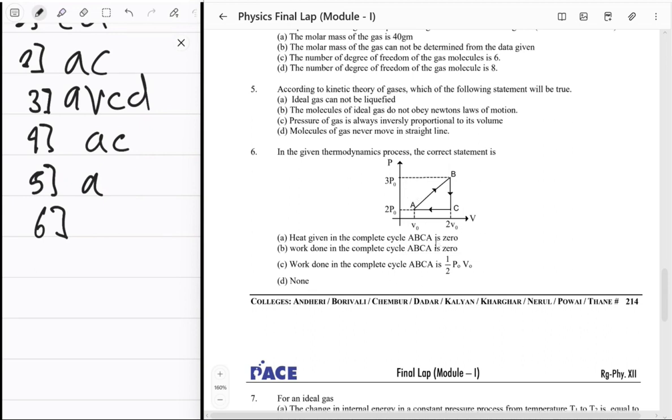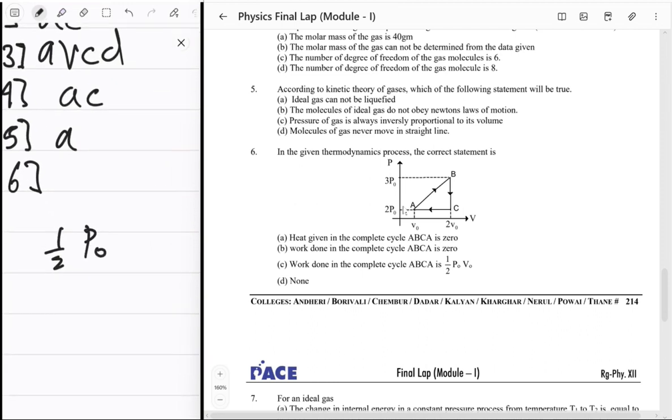Heat given in the complete cycle A, B, C, A. Right, that's 0 and whatever. Work done in the complete cycle is 0. No. Work in the complete cycle A, B, C, A. So here volume is increasing first, right? This is positive, then here there is negative work. Yes, okay, so the area is the work done by the gas. Makes sense? Which is half, and what is its height? P naught. What is the width? P naught. So P naught upon 2, of course. C is actually correct.